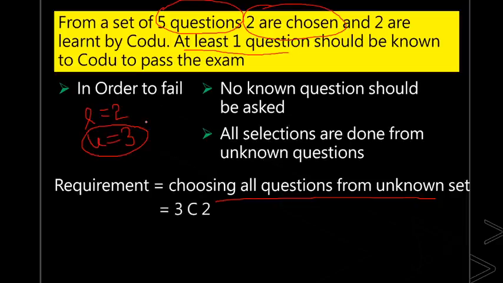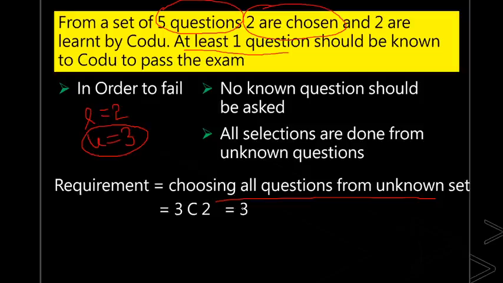So choose the questions from unknown set, which means from these 3 questions, choose the 2 questions. Clear? From the unknown questions, choose the 2 questions, which is what we write as 3C2. Okay? Apply the formula. 3C2 value will be 3. I hope I made it clear up to this.